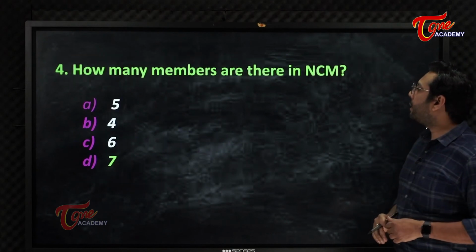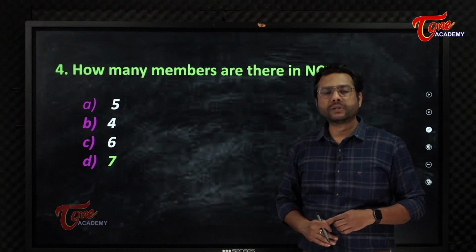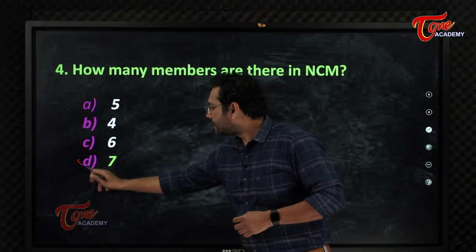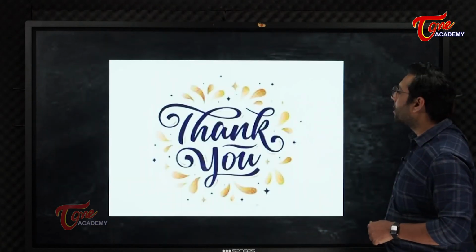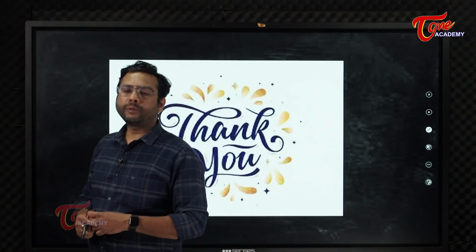So as we know, how many members are there in the National Commission for Minorities? We have a chairperson, vice chairperson and 5 members. In total, we have 7 members in the National Commission for Minorities. So this was a statutory body, the National Commission for Minorities.